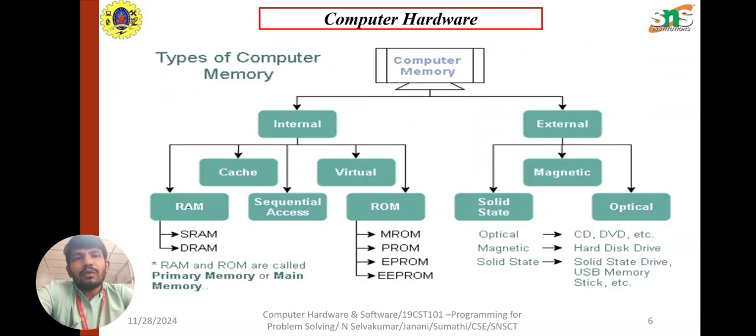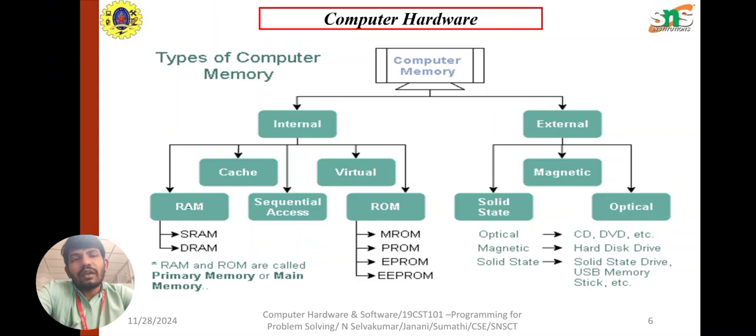Now the types of computer memory in computer hardware. We have internal memory and external memory. In internal memory we have cache and virtual memory. Cache is a secondary memory, and virtual memory is a type of temporary memory. Internal memory is divided into categories: RAM, sequential access, and ROM. In RAM we have static RAM and dynamic RAM. RAM and ROM are called primary memory or main memory in computer hardware.